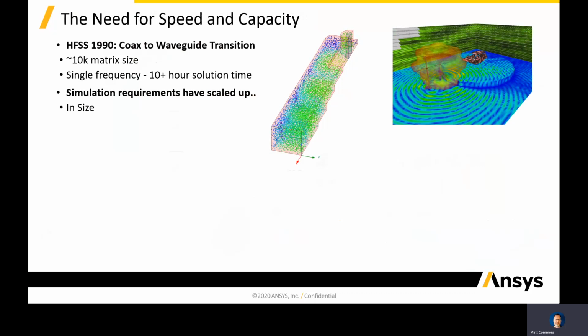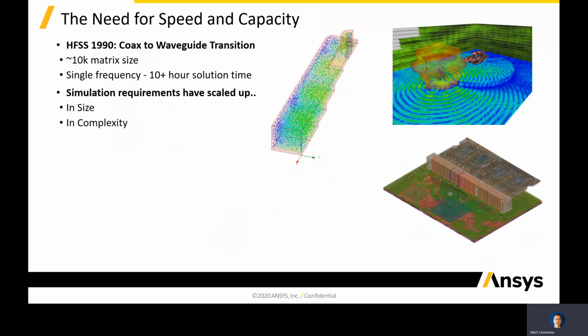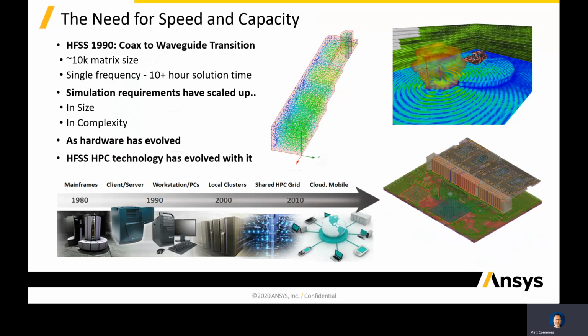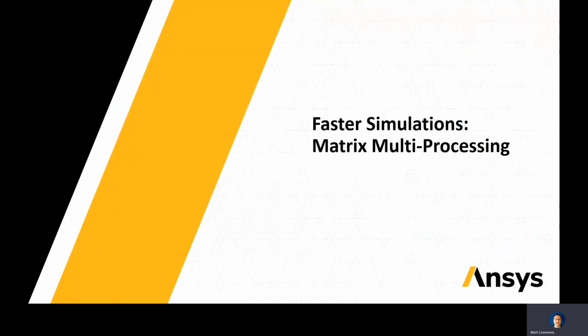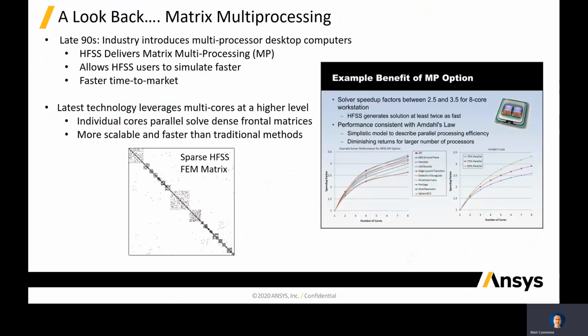They've scaled up in size as well as in complexity, and sometimes both. But as hardware has evolved over the years, HFSS HPC technology has evolved right along with it. And one of the first HPC technologies to talk about with HFSS for faster simulations is matrix multiprocessing. Matrix multiprocessing was first introduced back in the late 90s when multiprocessor desktop computers became more and more available. And with multiprocessing, or MP, HFSS users could simulate faster and get products to market faster.